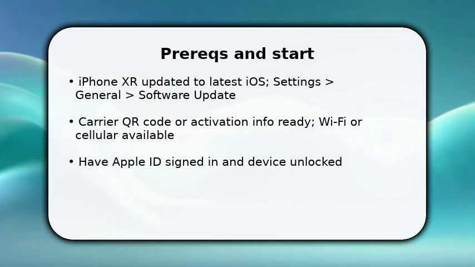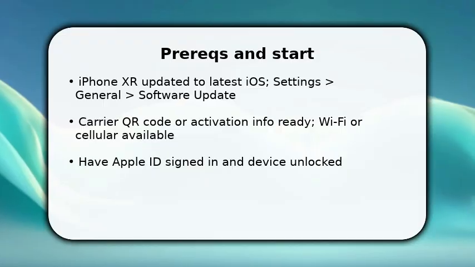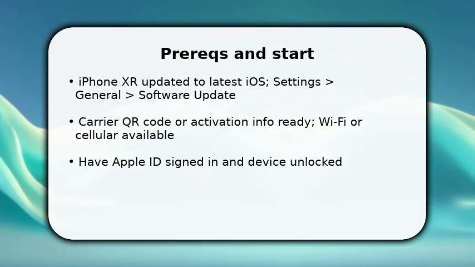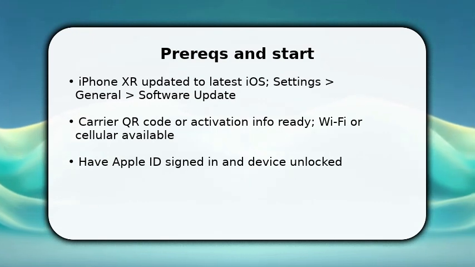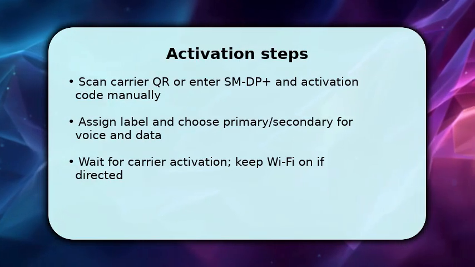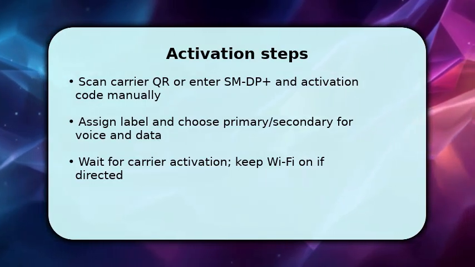Make sure you have the carrier QR code or activation code visible on another device or paper. Tap Add Cellular Plan and point the camera at the QR code or enter details manually when prompted. You'll see a scanning animation and a temporary label while the phone contacts the carrier. After scanning or entering SMDP plus details, you'll be prompted to label the plan, choose something clear so you can switch quickly.